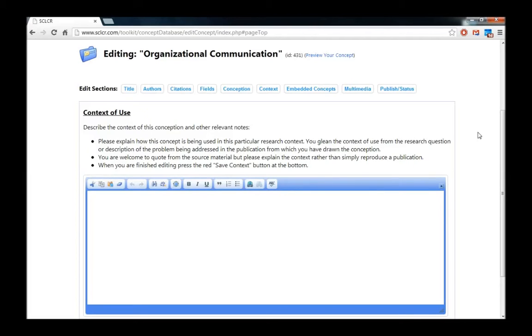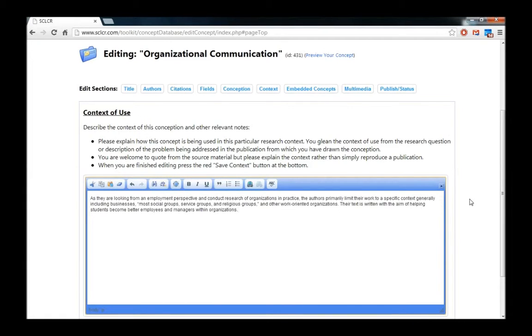So in this case, the context of this conception, organizational communication, is that the three authors came together to write a textbook for the university classroom. And in general, they're trying to help students be successful, getting a job, and succeeding in the workplace. So I'm going to go ahead and enter a brief explanation of the context of this particular conception. Just like with all of the other fields in our concept database, you can always come back and edit this later. So I'm going to go ahead and just start with a relatively brief explanation of the context.